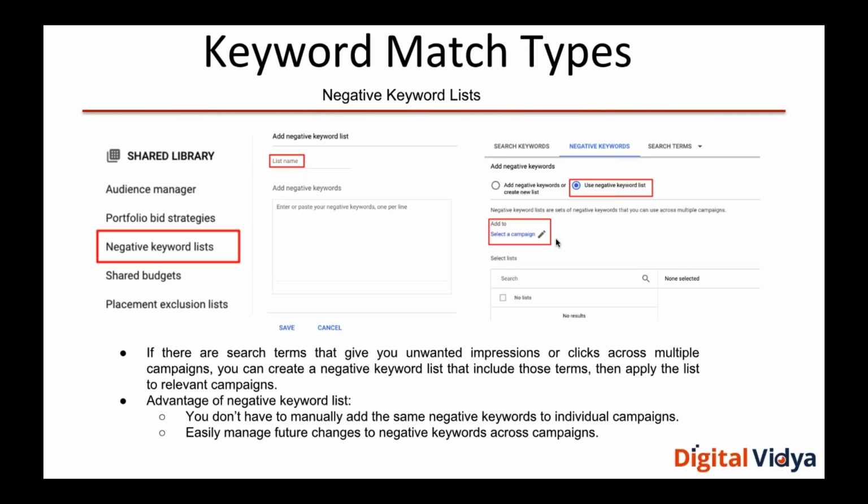Yes, Abhijit, I'll repeat one more time. Shared library is an option you get under the tools icon. Can you locate the tools icon on your interface? A spanner kind of icon on top right hand side. If you click that, it will show you a drop down menu where you can see your account settings, billing and payment setup and everything. One column is shared library.